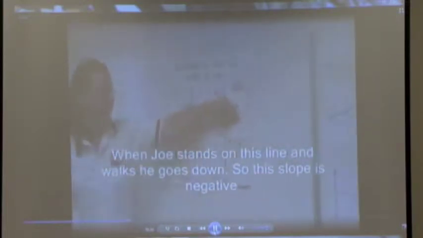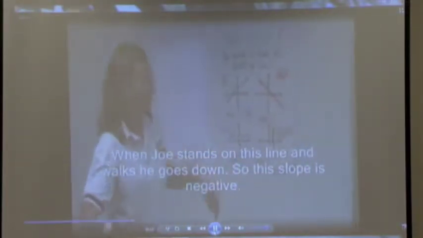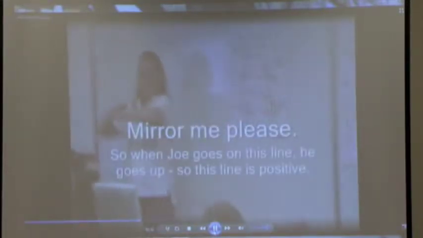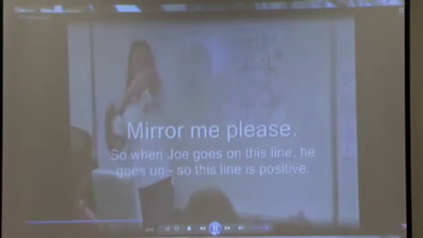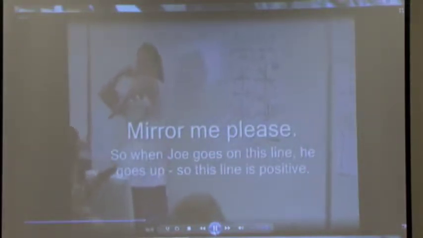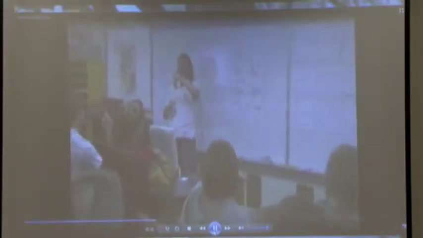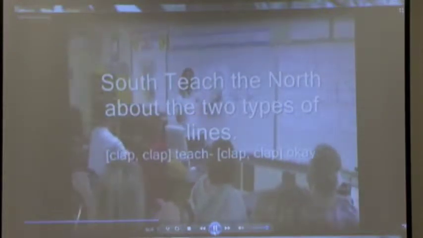When Joe stands in this line and he walks to the right, he goes down, so our slope is negative. So, hear me please. When Joe is standing on the line that goes up and walks up the line, the slope is positive. When Joe stands on the line and he walks down, the slope is negative. South, tell the north about the 2 types of lines we just discussed, how the slope is positive when Joe goes up and negative when Joe goes down. Teach. Okay.